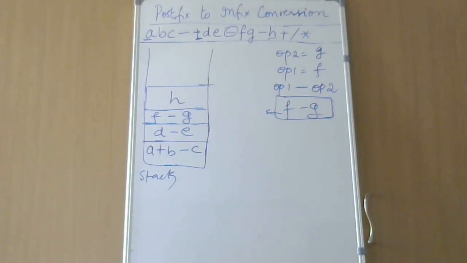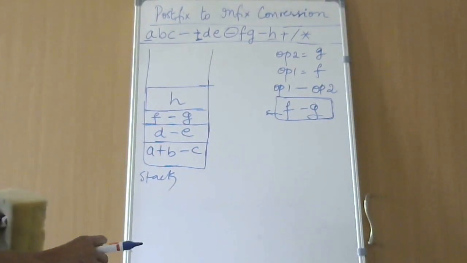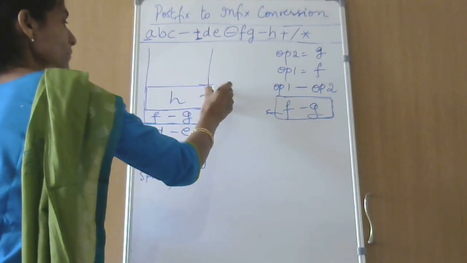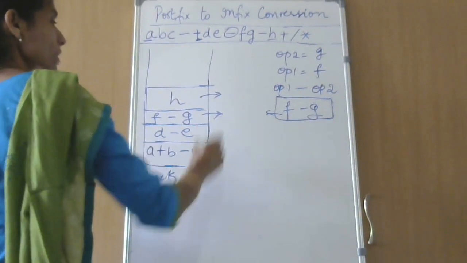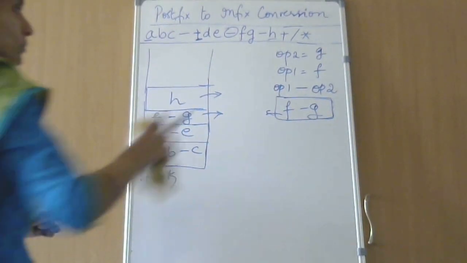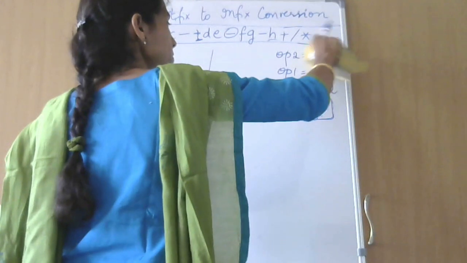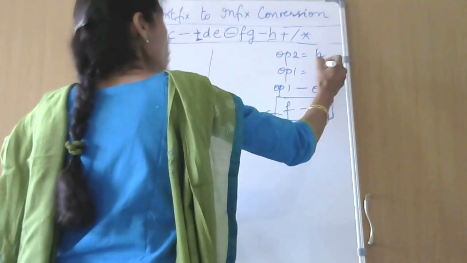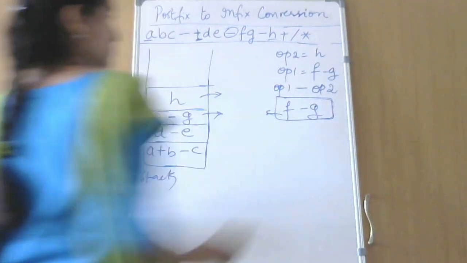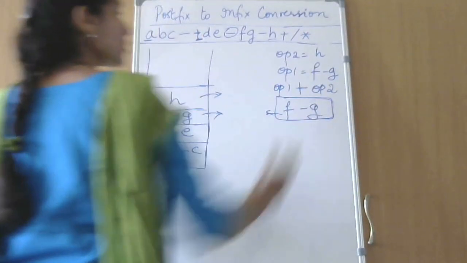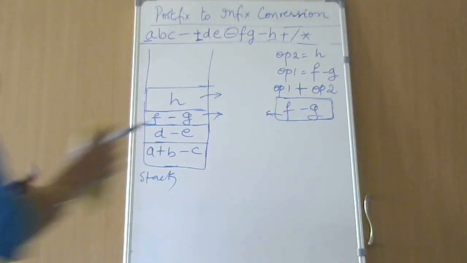Next is plus. Right? So plus is an operator. So I'll have to pop the first two elements. So I'll have to pop H. I'll have to pop F minus G. And store it in the variables OP2 and OP1. OP2 will be H. OP1 will be F minus G. Okay. Then I have to perform the operation OP1 plus OP2.